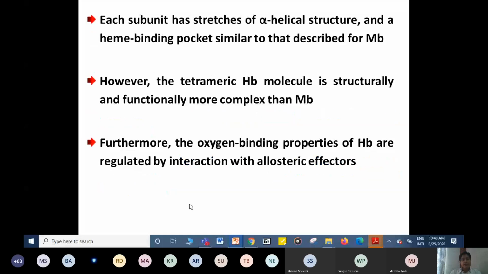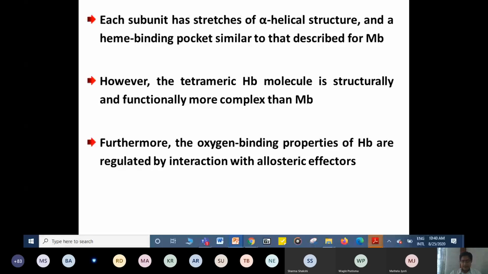However, the tetrameric hemoglobin molecule is structurally and functionally more complex than myoglobin. Individual structure is the same, but as a whole, the structure is more complex, and to understand the function also, it is more complex. Furthermore, the oxygen binding properties of hemoglobin and myoglobin are regulated by interaction with allosteric effectors.